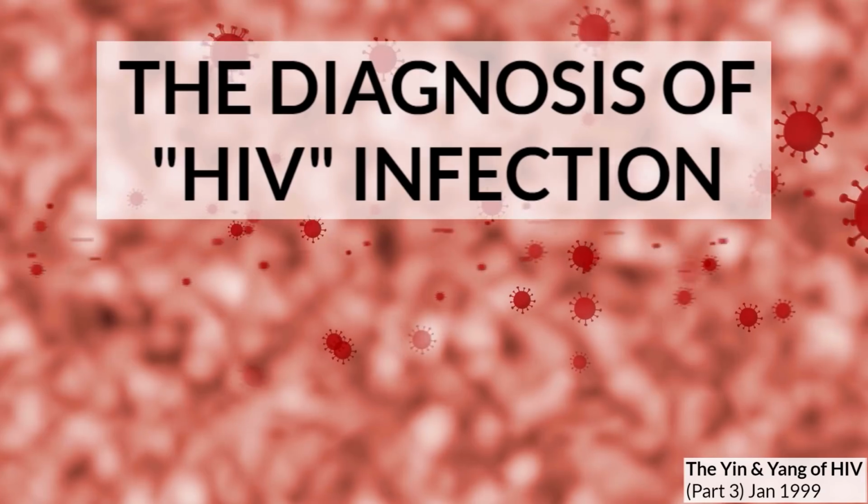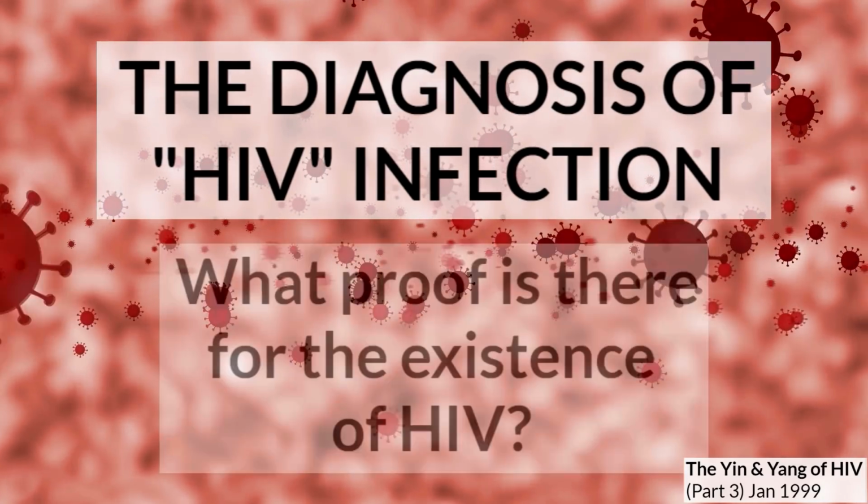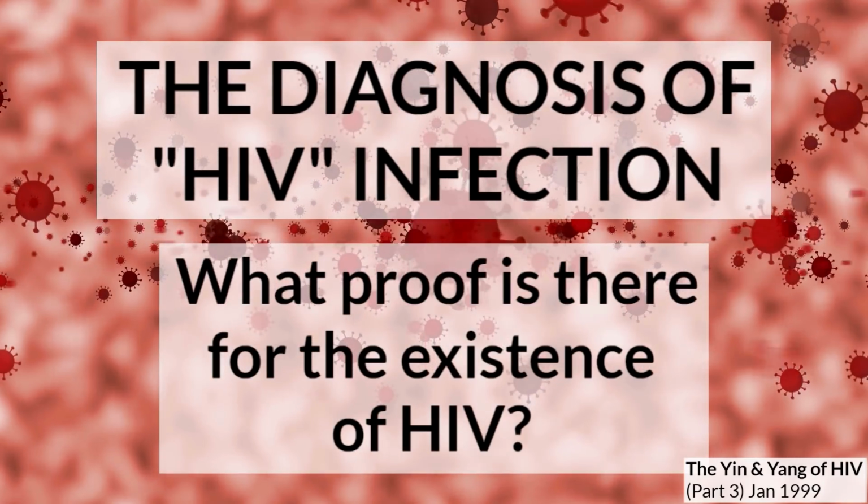The diagnosis of HIV infection. What proof is there for the existence of HIV? Scientific evidence for the existence of a retrovirus must be consistent with the definition of a retrovirus as a particular kind of replicating microscopic particle.